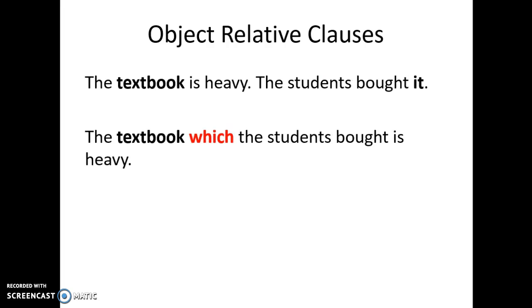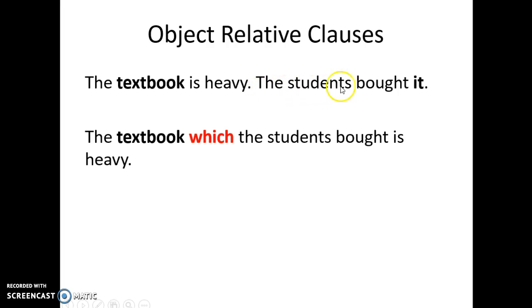Here's another example. The textbook is heavy. The students bought it. So again, we have a first independent clause. The second clause will become the relative clause. And in the second clause here, it is the object. We have subject, the students, verb, bought, and then the object, it. So when we put them together, we have the textbook, which the students bought, is heavy.